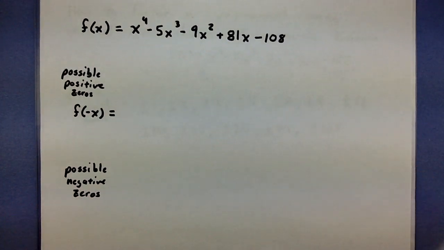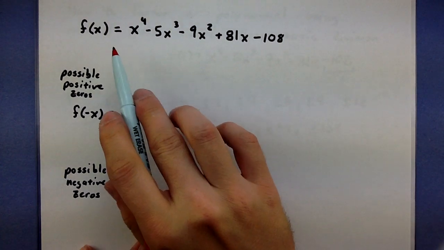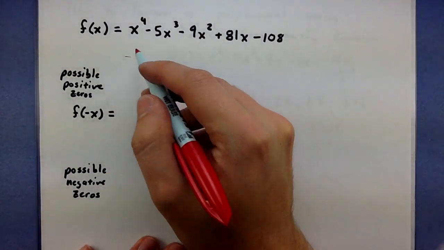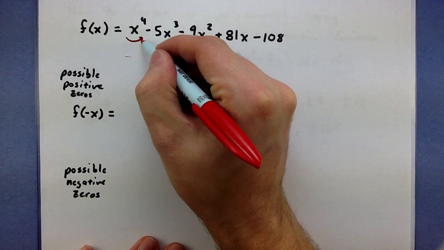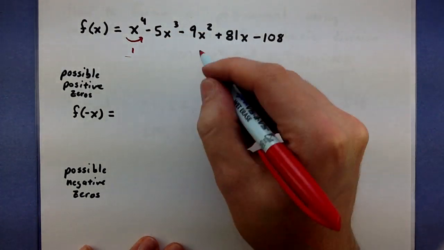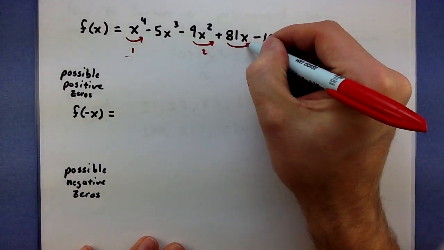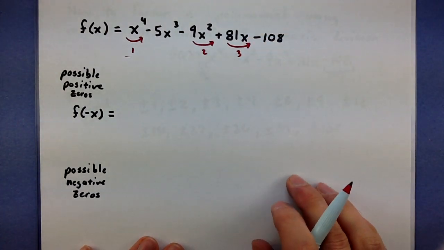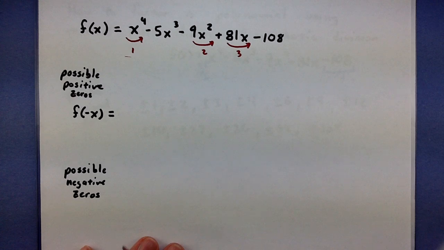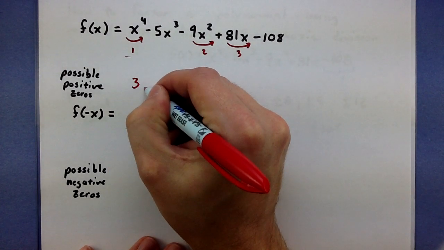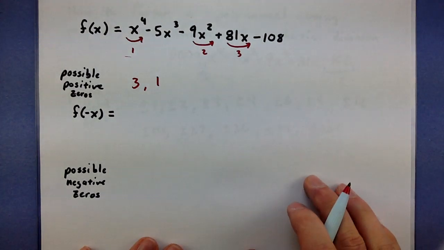So to get an idea of the possible positive zeros I might have, Descartes' rule of signs says that I can count the sign changes in the polynomial and get an idea. So here's that polynomial. Let's see how many times it changes sign. So it goes from positive to negative, and it goes from negative to positive, and then positive to negative. So in terms of how many possible positive zeros could I have? Well, I could have 3, or I could have 1.